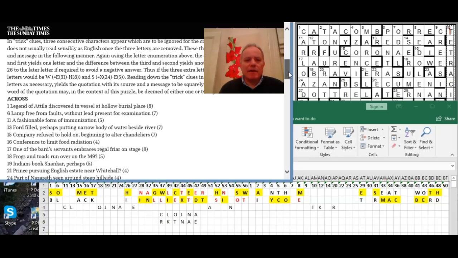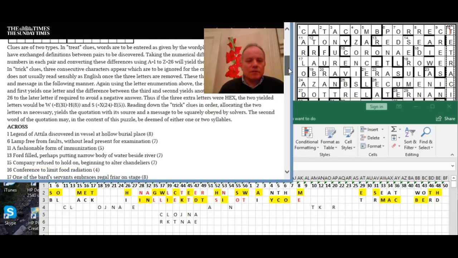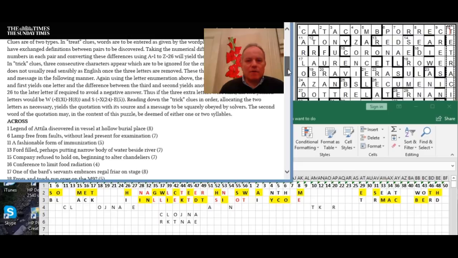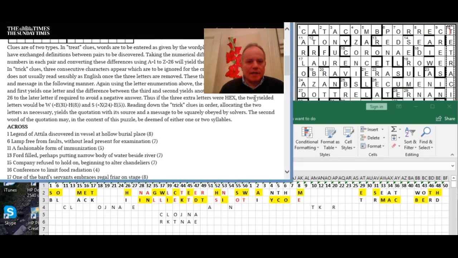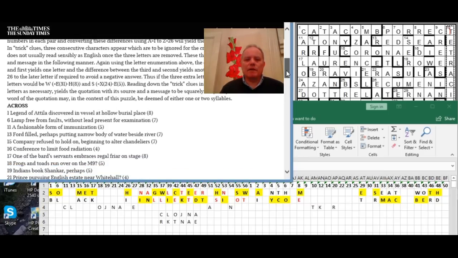Obviously, you could put it in an anagram engine, but let's just read this preamble again. Always useful to read that as you're near the end. Clues are of two types. In treat clues, blah, blah, blah. Taking the numerical difference and converting will yield the letters of an essential light. And although that sounds like it's the old word light, meaning an entry in a crossword, I think we need an actual light.